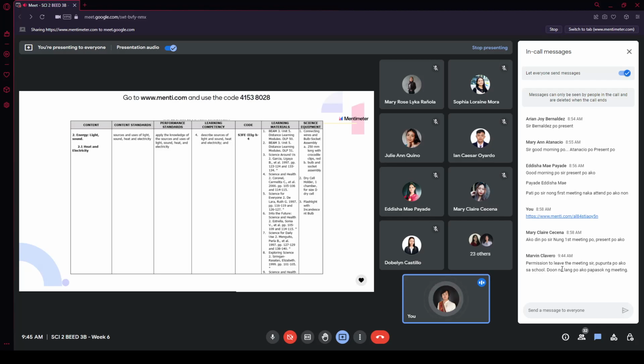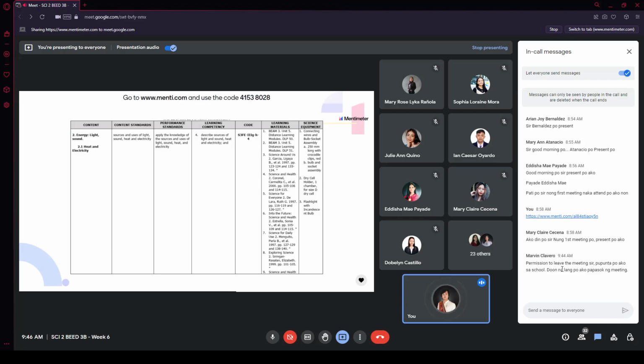And then describe sources of light, sound, heat, and electricity. So you can let them explain here, especially in the elaborate part. How do you think these objects produce light and sound? Although that question could be reserved for, let's say, higher levels, or we can go with something easier. So for example, for a flashlight, how does a flashlight produce light? Right, by switching on the flashlight.